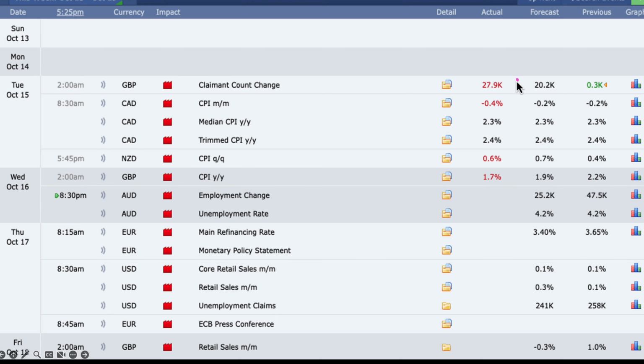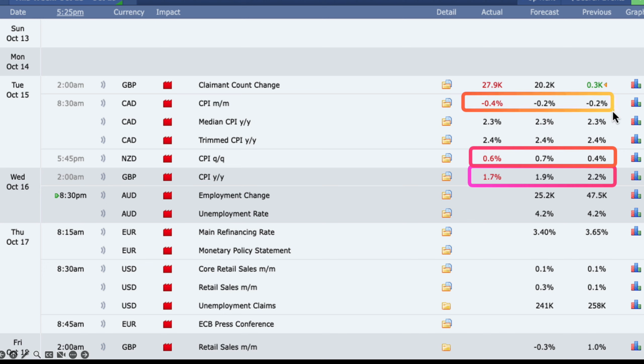So we had the UK inflation. You can see that was 1.7 versus 1.9. Here we are, Kiwi last night, same thing. So we had the CPI over here from Canada that was below expectation. So it seems like inflation, that's a trajectory here. So let's talk about tomorrow.